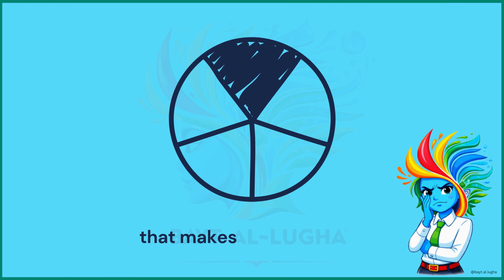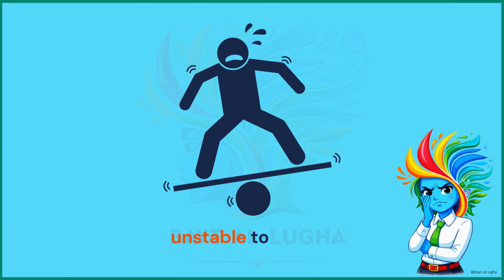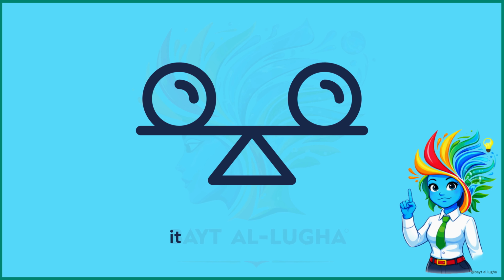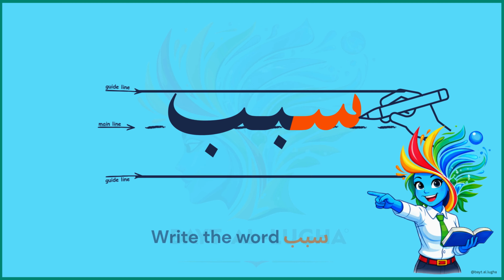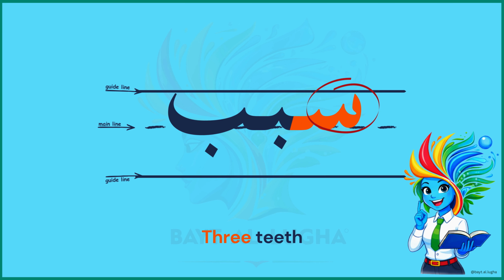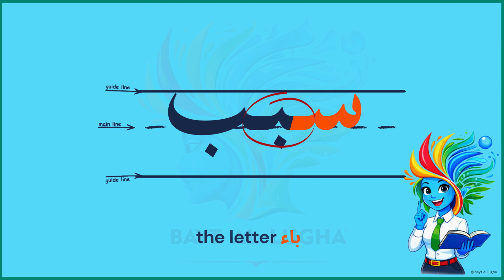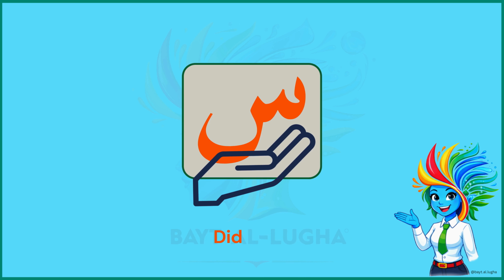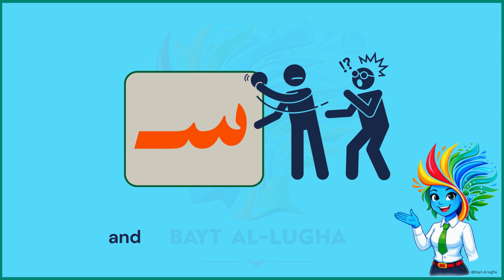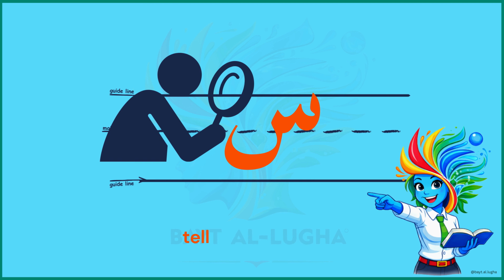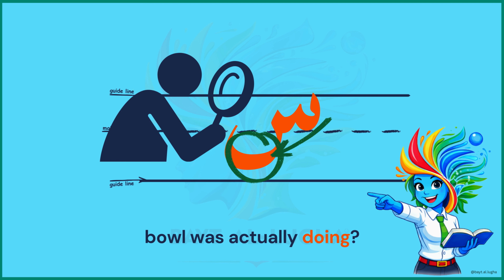Now the part that makes this group feel unstable to people. And I want to walk into it slowly because it is not unstable at all once you see what is happening. Write the word sabab. Where did the ball go? 3 teeth, then straight into the letter ba. No ball anywhere. So did the letter change? Did I give you a shape in segment 3 and take it back in segment 4? Look at it again and tell me what the ball was actually doing.